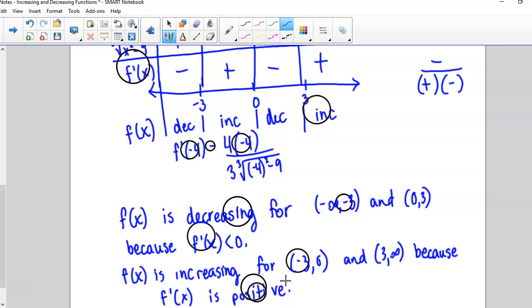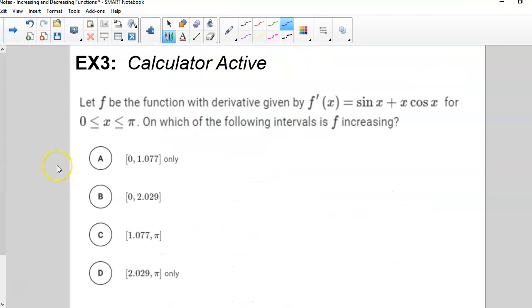Okay, questions? Okay, let's do another one. Okay, so this one is calculator active.